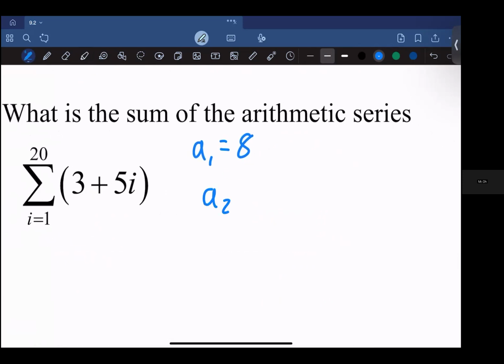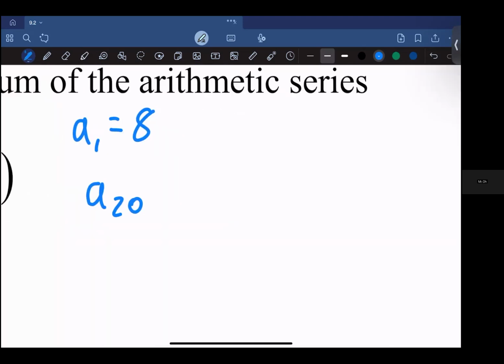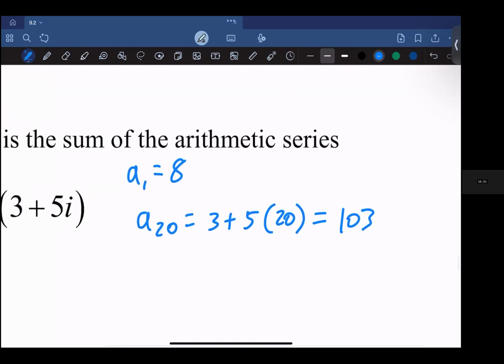Now let's use our formula. We're being asked to find A20. So A20 equals 3 plus 5 times 20. And what would that be? 103. So now we have all the parts we need. We have A1, we have A20.